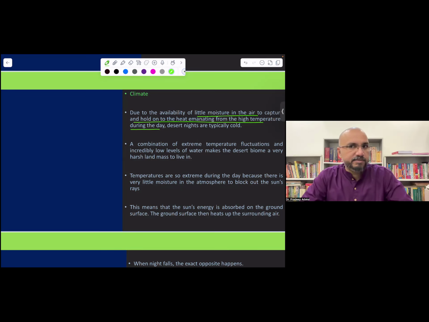Otherwise, during the daytime, the temperatures will be very high, and at night time, the temperatures will go down very quickly. So the combination of extreme temperature fluctuations during the day and night and incredibly low availability of water makes it very difficult for survival. That is why the diversity here is very less. So temperatures are extreme during the day and night.